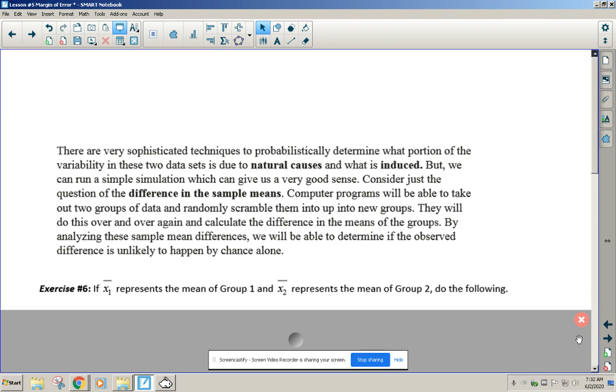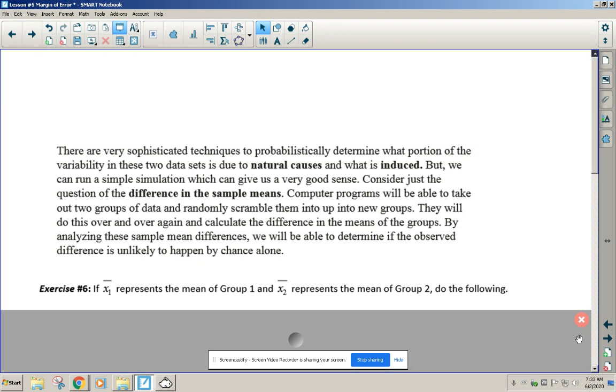So there are very sophisticated techniques in probability and statistics to determine what portion of variability in data is due to natural causes and what is induced. You're going to start seeing some things that will say, well, we induced this. So we try to force something to happen. Organic fertilizer was not induced. That just happens in nature, and synthetic would be the induced. So natural would be organic and synthetic would be induced. But consider just the question of the difference in the sample means.